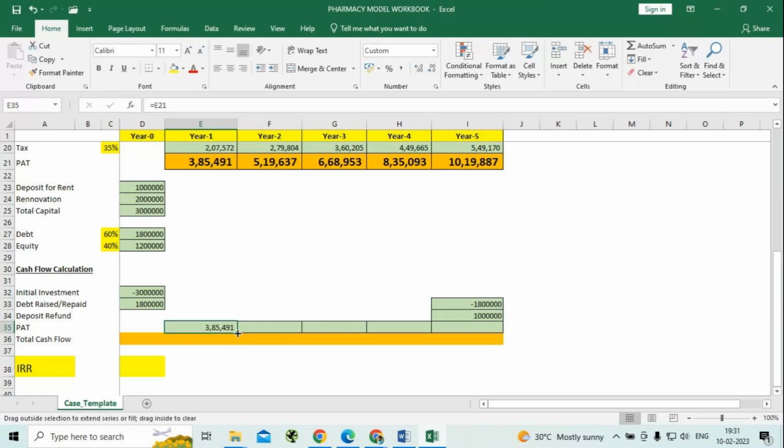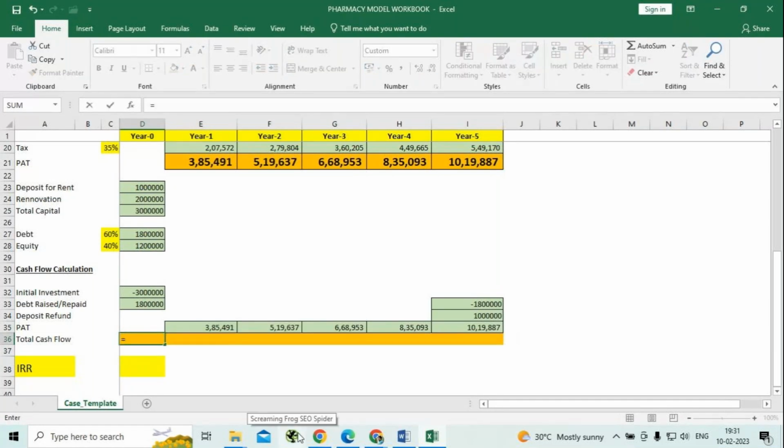So take it for all the years. Then the total cash flow will be the sum of all these components. So do not leave any component empty. Take it into consideration, because in different years different values are going to get applied. So take it even if it is blank.